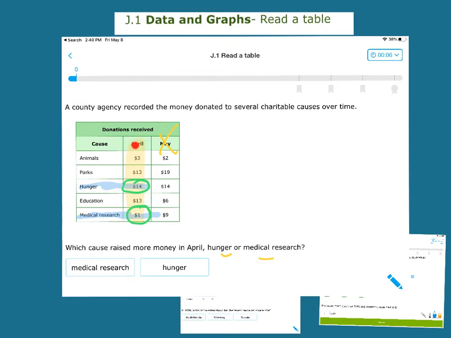April, is it hunger or medical research? Well, 14 is more than 1. So my answer to this one would be medical research.